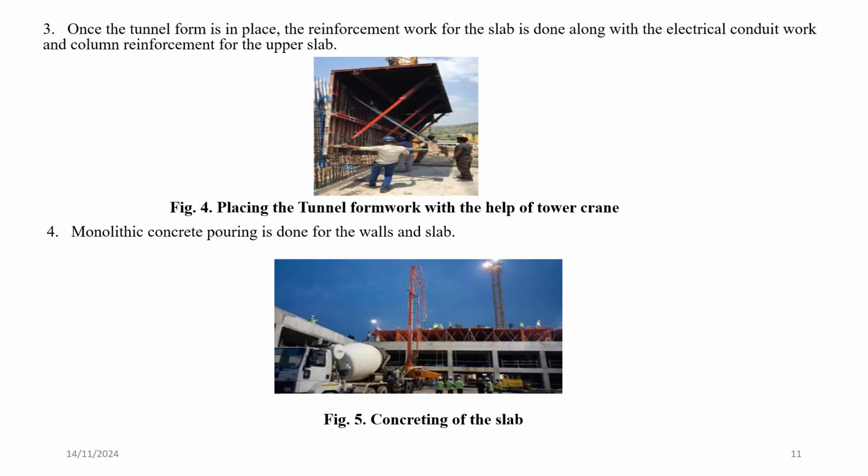Third, once the tunnel form is in place, the reinforcement work for the slab is done, along with the electrical conduit work and column reinforcement for the upper slab. Fourth, monolithic concrete pouring is done for the walls and slab.